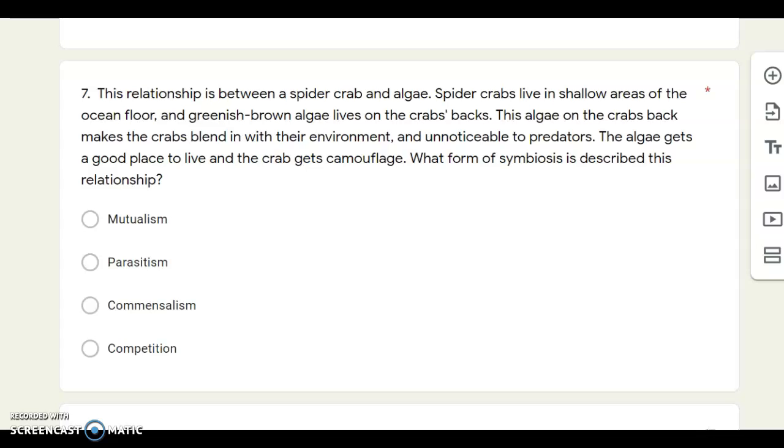Choice 1, mutualism. Choice 2, parasitism. Choice 3, commensalism. Choice 4, competition.